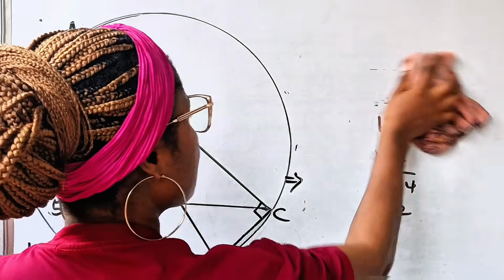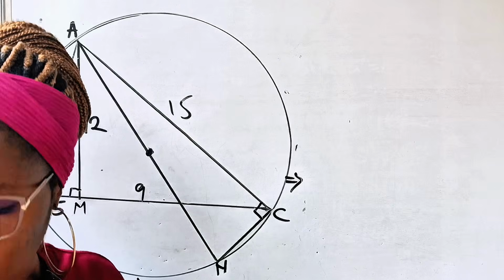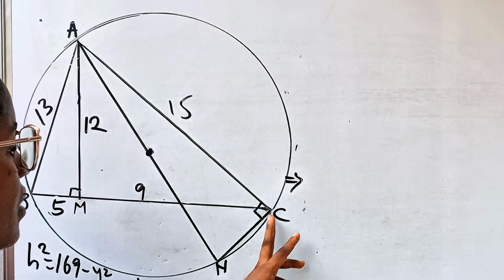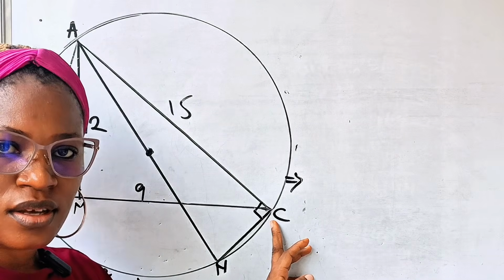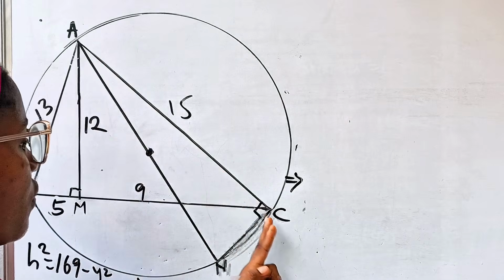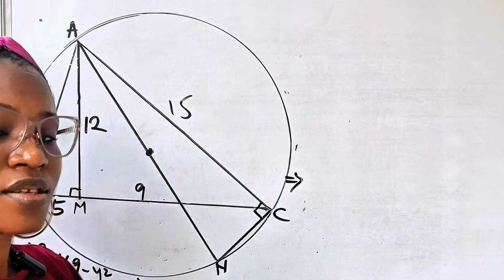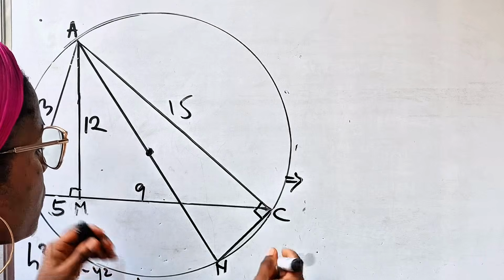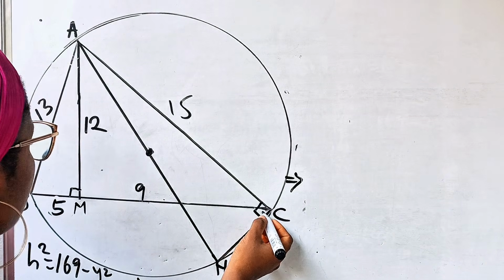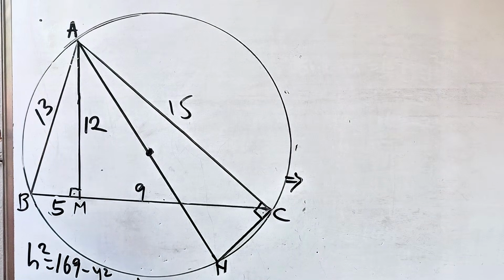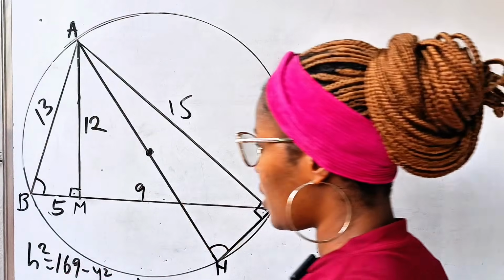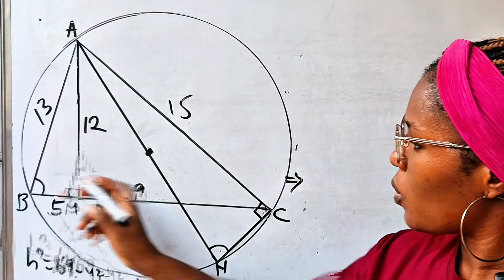So if AN is the diameter of the circle, this circle theorem states that the diameter of a circle subtends an angle of 90 degrees on the circumference of the circle. So that is why our C is 90 degrees. Now this place is 90 degrees and M is 90 degrees. Now this angle here will also be equal to this angle here.